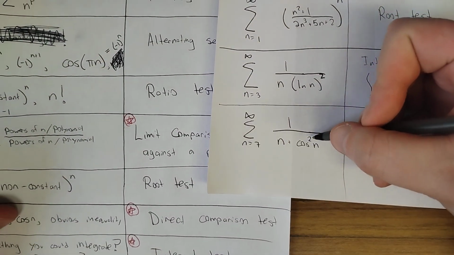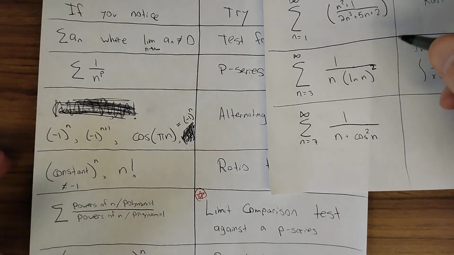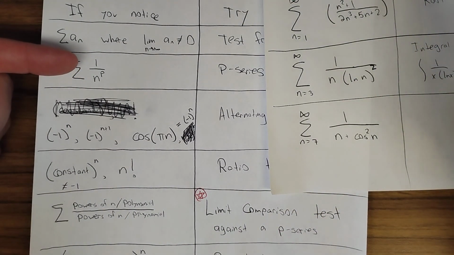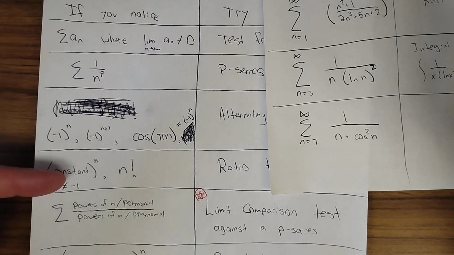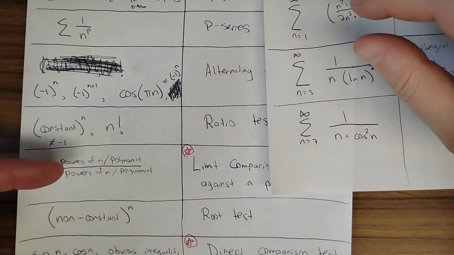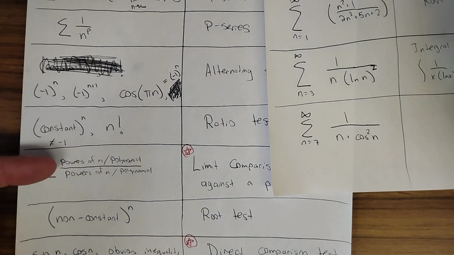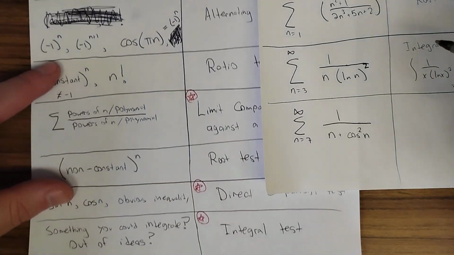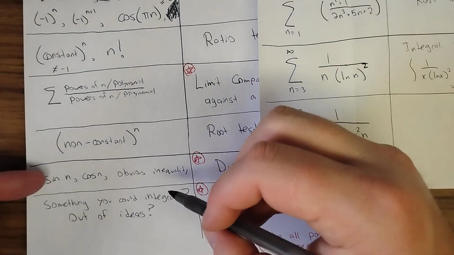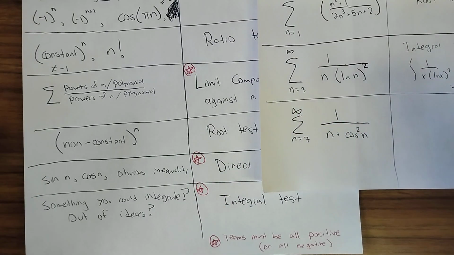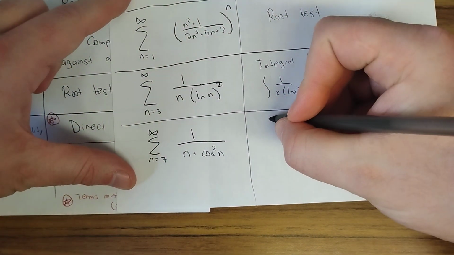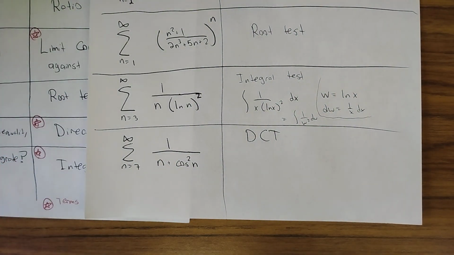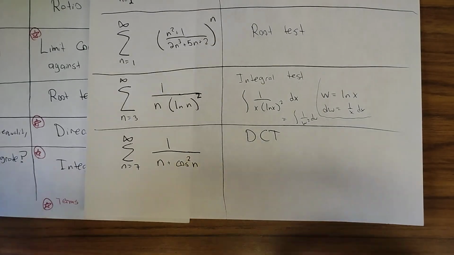The presence of this cosine squared is going to mean that it's not a lot of these things. Like it's not exactly a p-series. It's not alternating. I don't see a constant to the n or any of this stuff. The presence of this cosine squared means that I'm not just looking at a polynomial or powers of n. I've got a trig function in there. You probably knew we were going to end up right here. So, direct comparison test, and let me say another word about this.